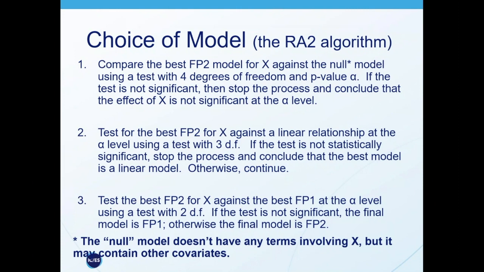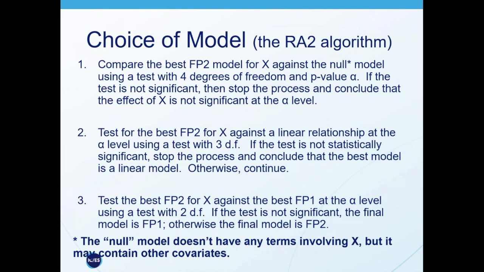The next question I'm going to ask is question number 2. Do I need an FP2 model, or is a linear model good enough? So I'm going to compare my FP2 model, the model with 2 powers, against a linear relationship. And this time I have 3 degrees of freedom. Why 3 degrees of freedom? My FP2 model used 4 degrees of freedom, 2 powers, but each one of them counts for 2 degrees of freedom. My linear relationship has only 1 degree of freedom, so the difference is 3 degrees of freedom. If this test is not statistically significant, that is, if the change in deviance going from the FP2 model to the linear model using a chi-squared test with 3 degrees of freedom, if that's not significant, I'm done. I have a linear model.